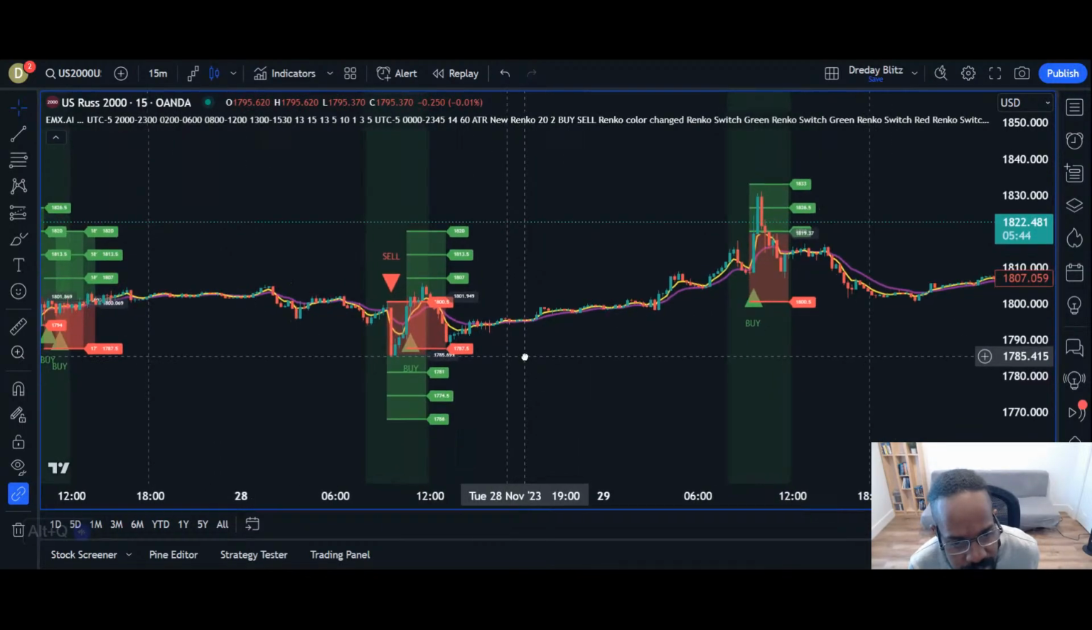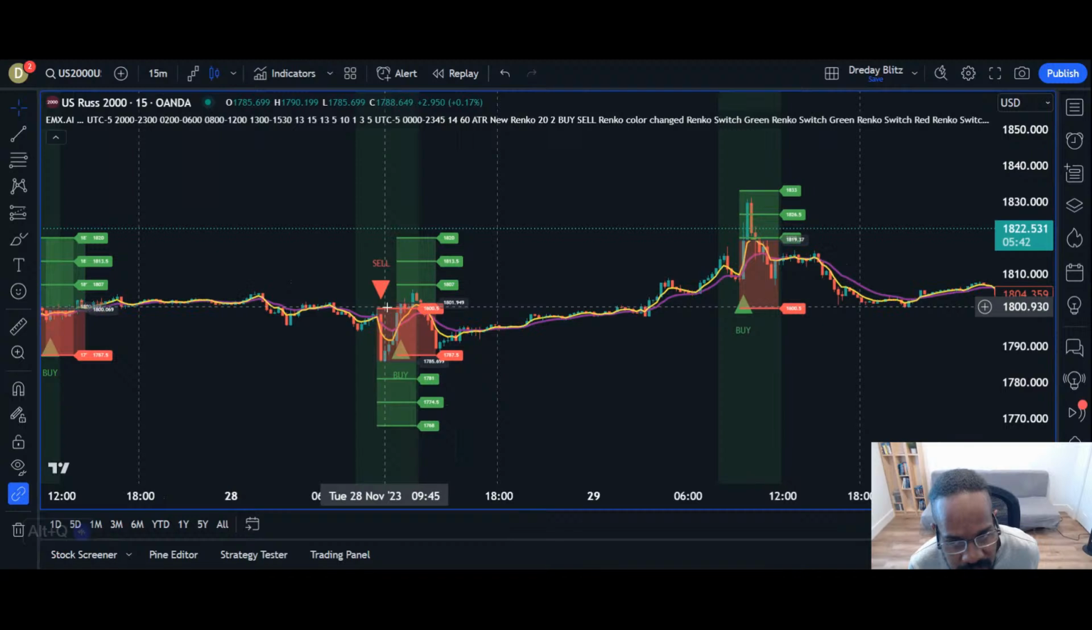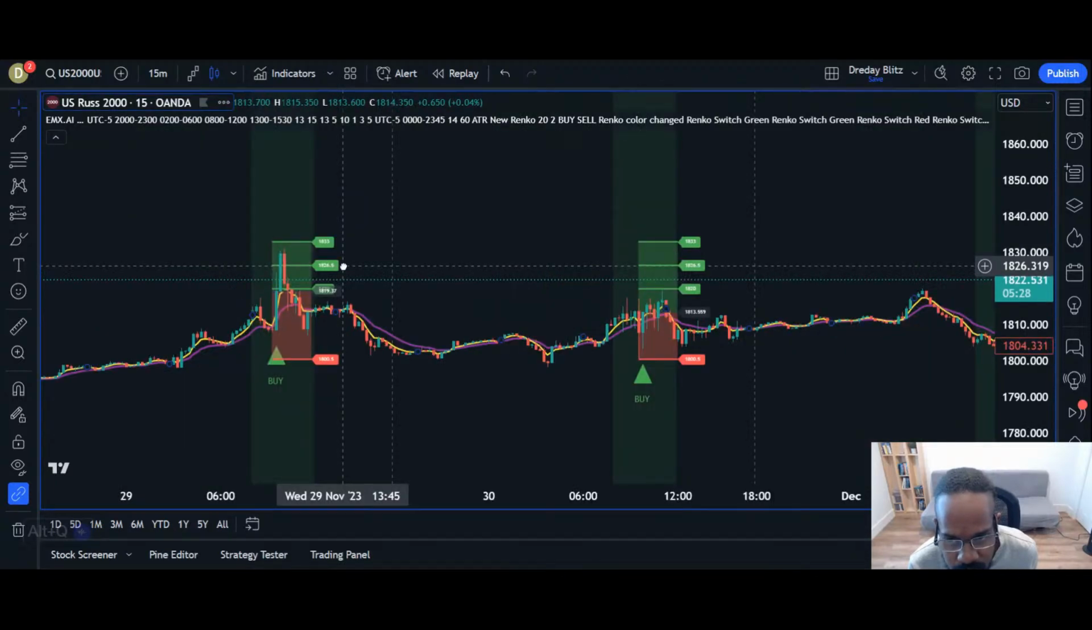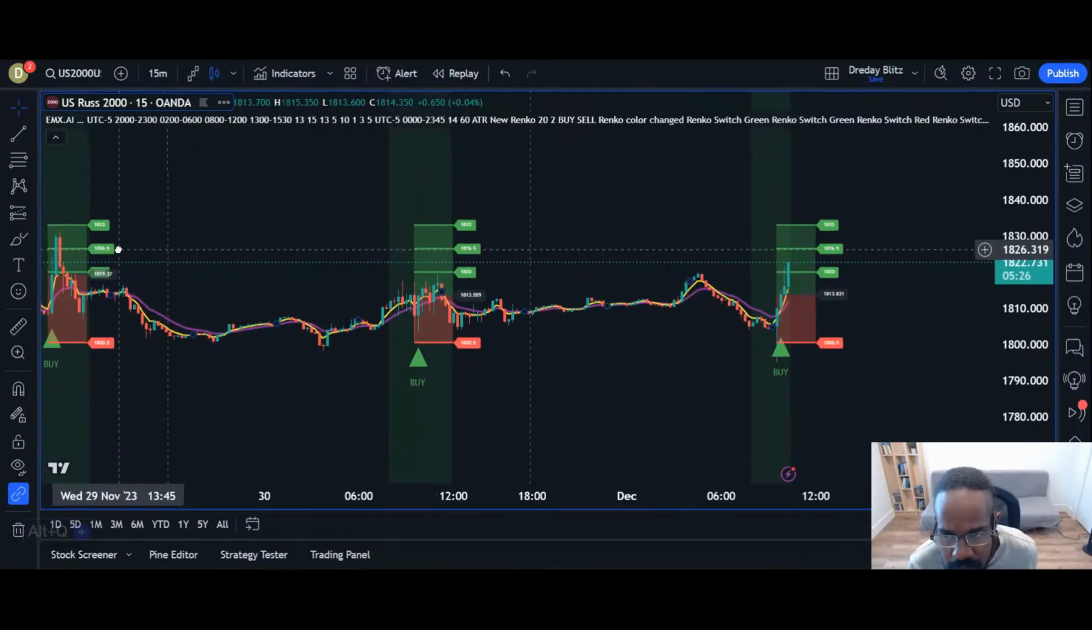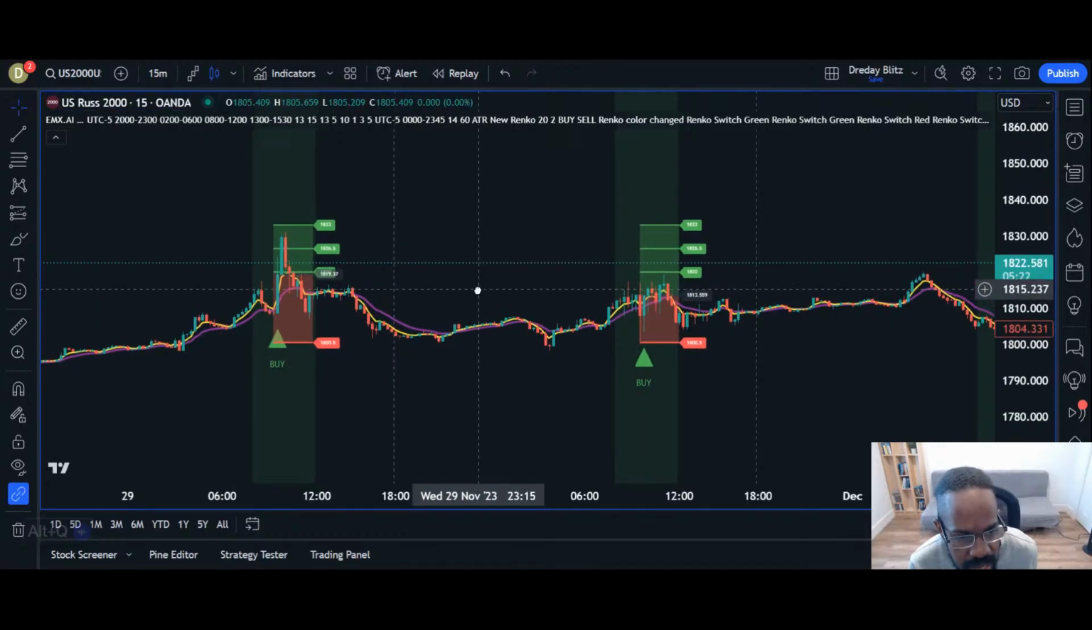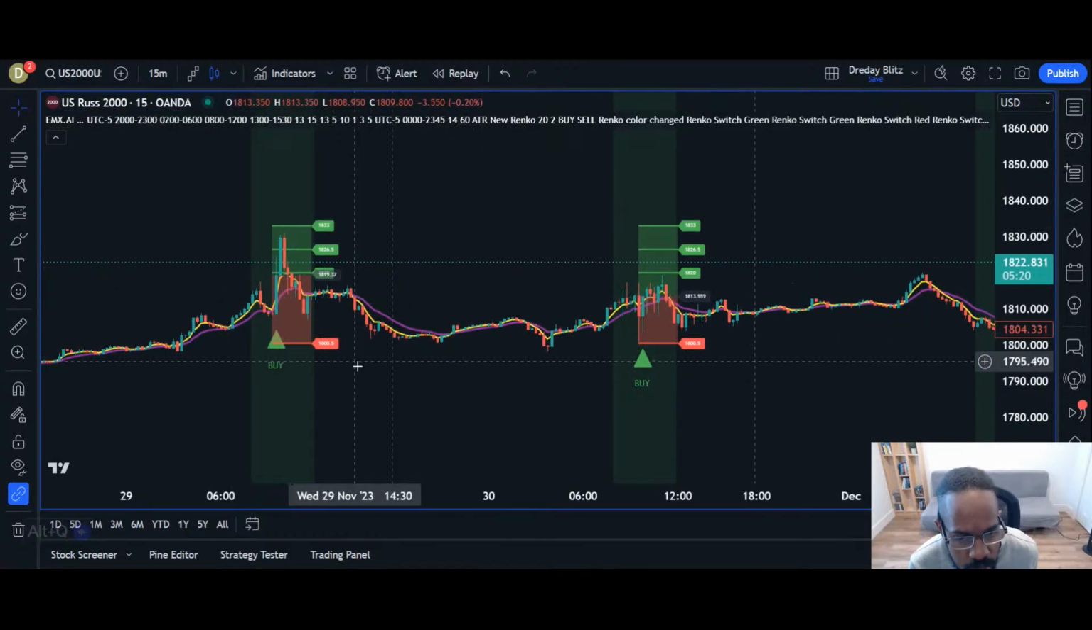So like this one, it hit TP3. So the first trade on Tuesday hit TP3 on Wednesday, and this one is currently hitting. It hit TP2 and then reversed back down. Did it go to your stop loss?